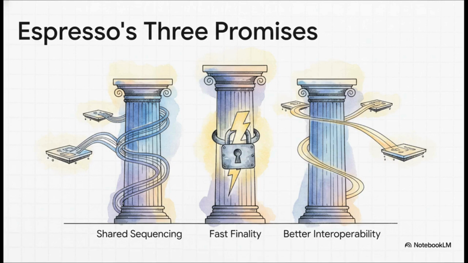So what is Espresso actually promising? Well, it boils down to three key things. First, that shared sequencing we just talked about, creating one single unified order for transactions across all these different networks. Second, fast finality, which just means your transactions get confirmed securely in a matter of seconds. And third, and this is the big one, way better interoperability, so these rollups can finally talk to each other without needing those clunky centralized bridges.